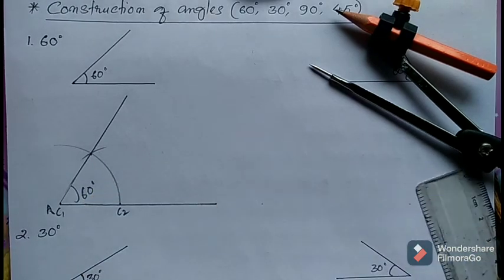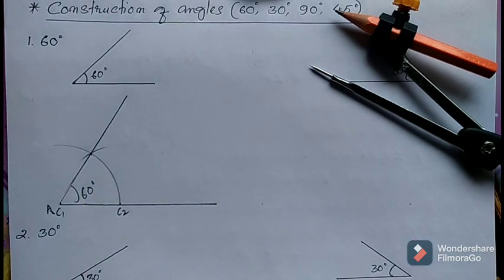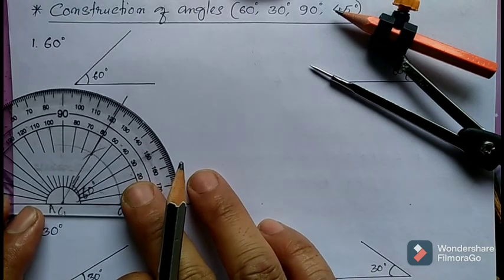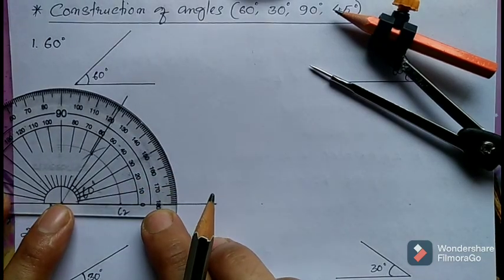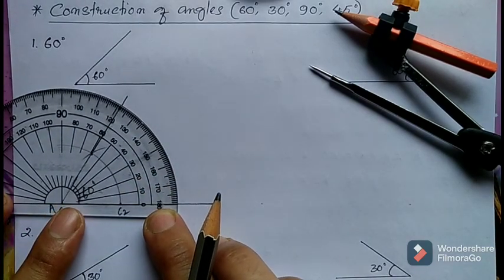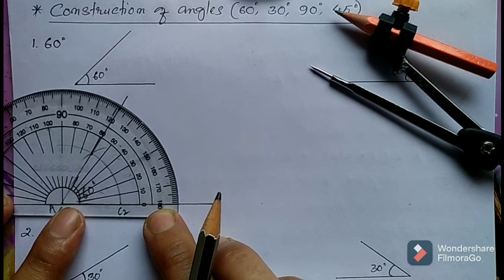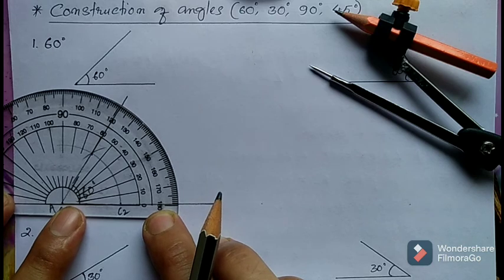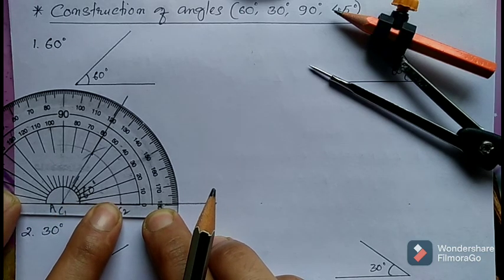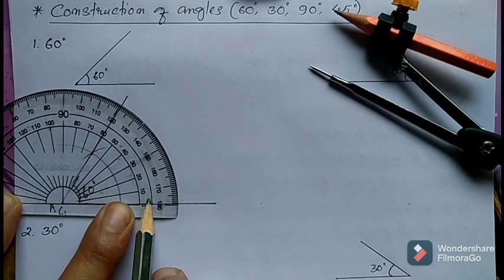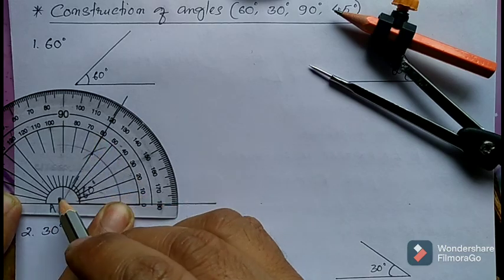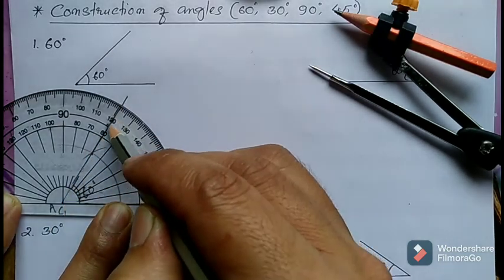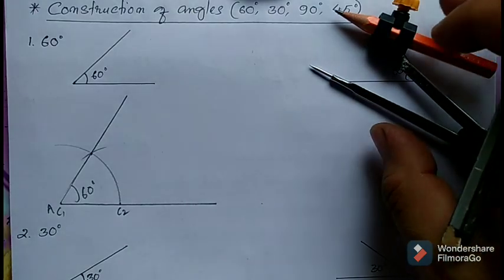If you want, you can also verify using this protractor. We start counting from this side: 10, 20, 30, 40, 50, 60. Now the second arm is at the 60 line, so this angle is 60 degree.